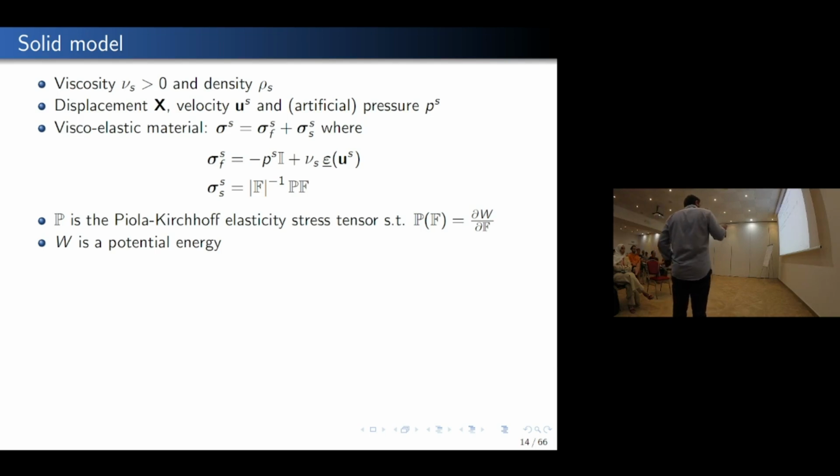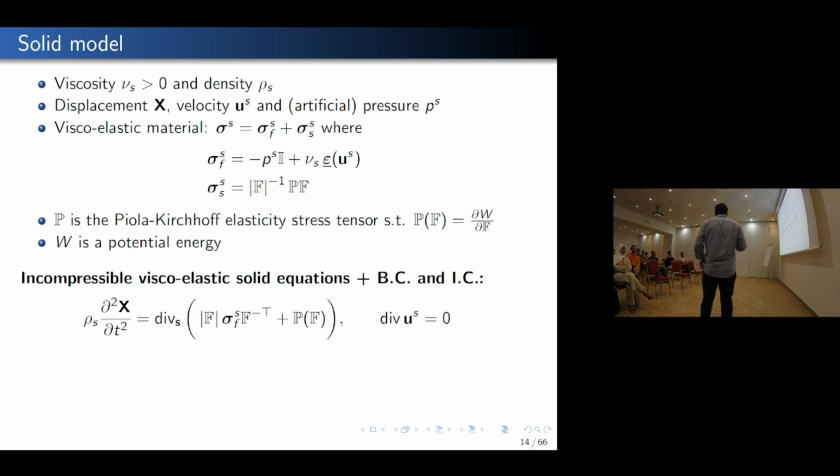And the second contribution of sigma s is sigma ss, and it takes this form, the determinant of the deformation gradient to the -1 times P F transpose, where P is the Piola-Kirchhoff elasticity stress tensor, and it is such that P is the derivative with respect to F of a certain function W, and this W is a potential energy.